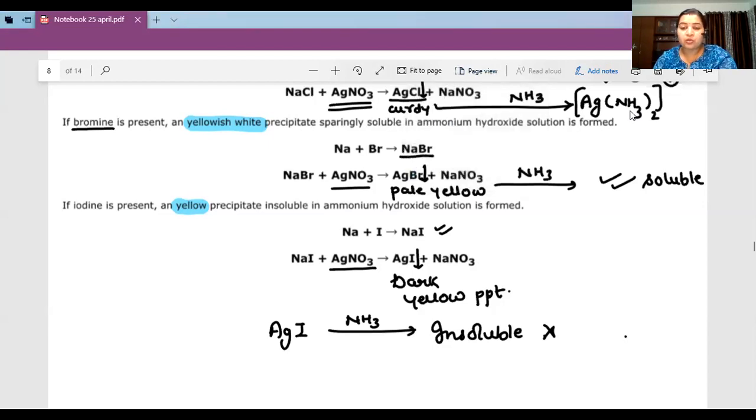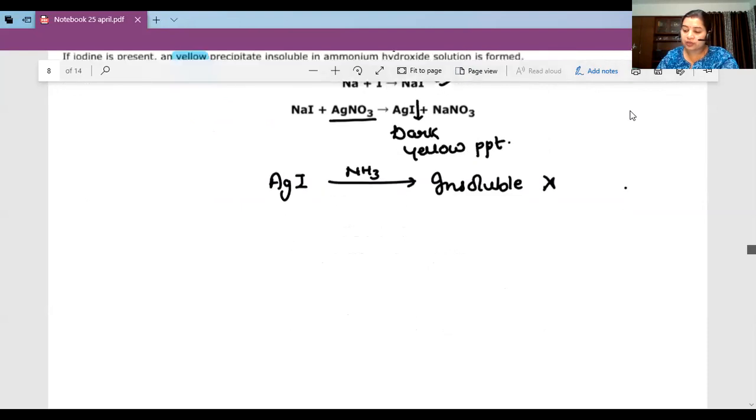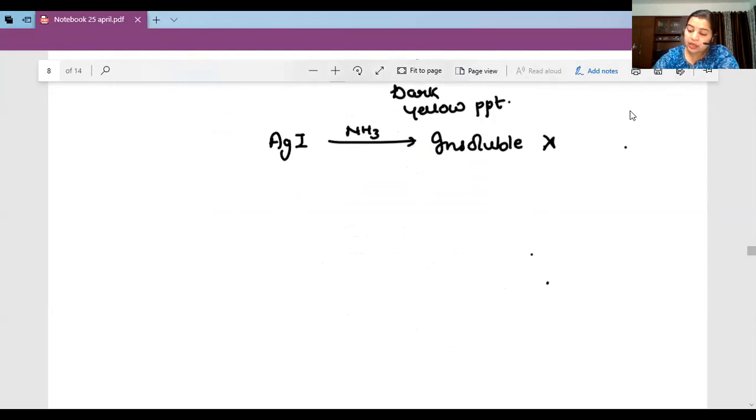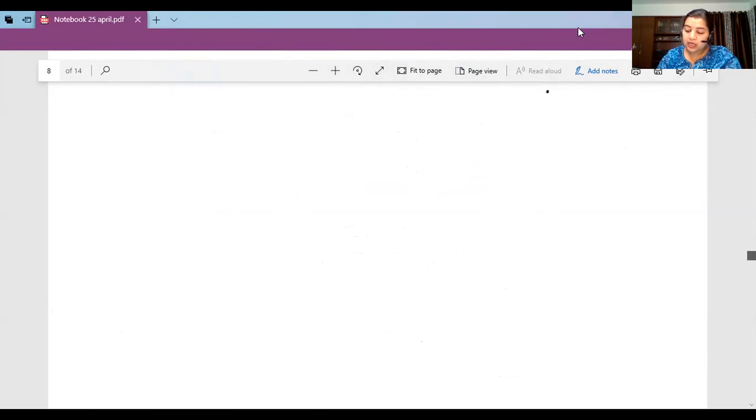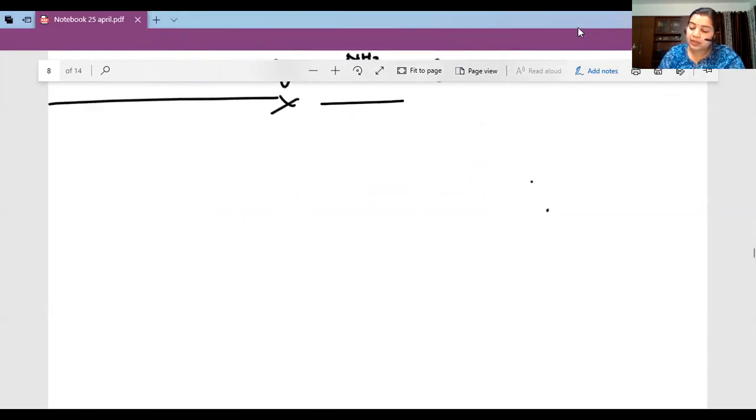When you are using AgNO3 in the Lassaigne's extract. Okay, now we are moving to test number 2, the next test for these halides. Now what is the next test for halides? The next test for halides is called the layer test. Let me clear how to apply that layer test.